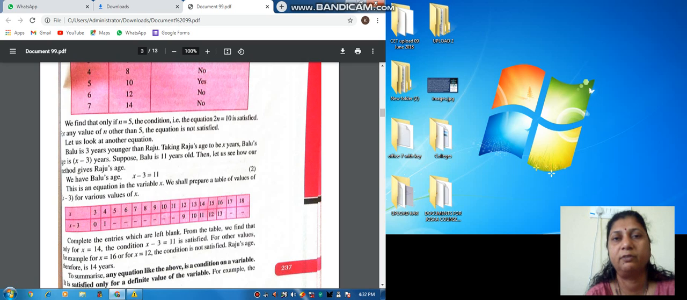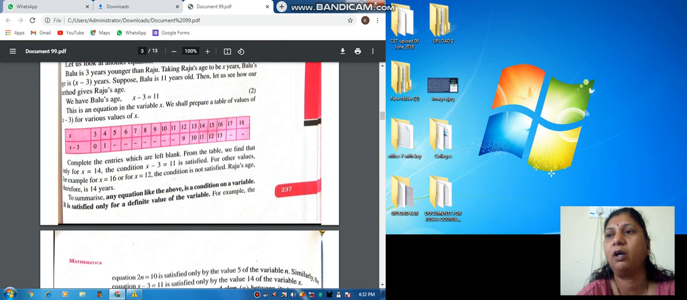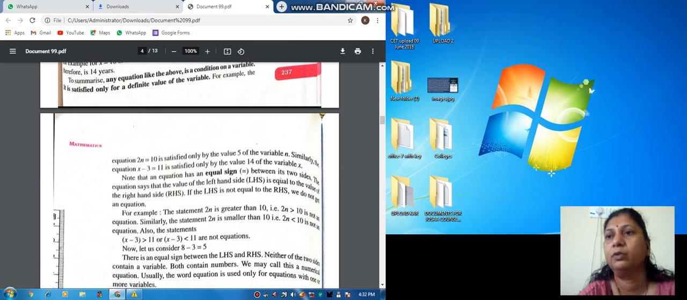That means it satisfies the equation. When will it satisfy the equation? When we take the value of x as 14. Understand? So what we can say here is that any equation like the above is a condition on a variable. It is satisfied only for a definite value. That means for every value the equation is not satisfied. It should have a definite value, then the equation is satisfied. Get it? Once again, an equation has an equal sign. What is meant by the equal sign? The equal sign means the left hand side and the right hand side should both be equal. Get it?